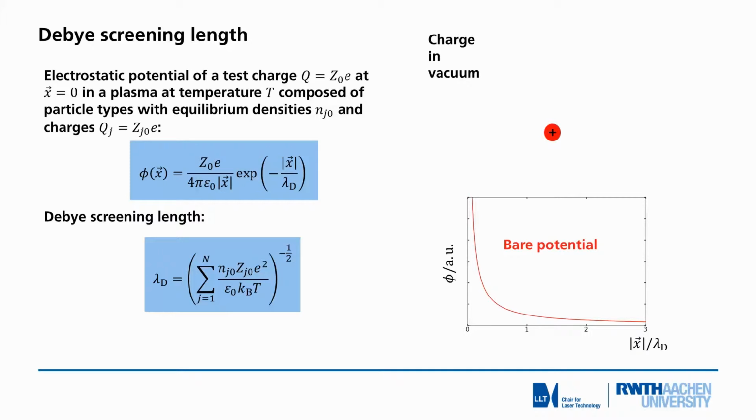So if we look in detail at what's happening in a plasma, it depends very much on the vicinity of the next charges to a test charge. Here you can see a test charge as we put it somewhere in space, and this charge has a certain potential which is plotted below. This is a typical 1/r dependence of the potential.